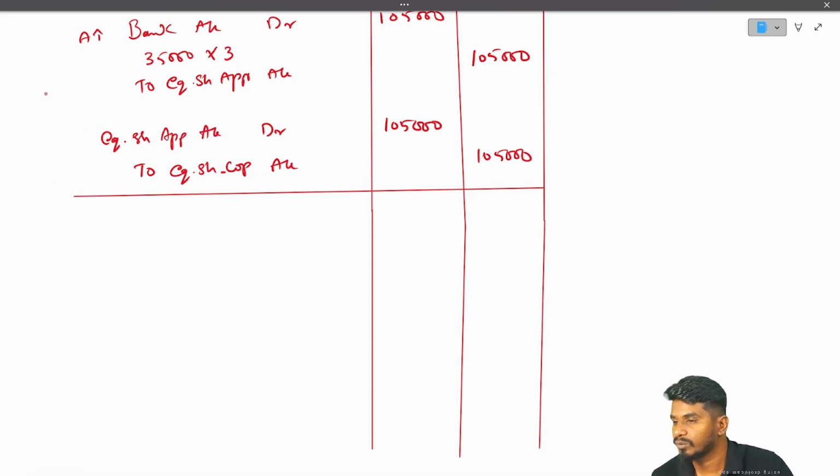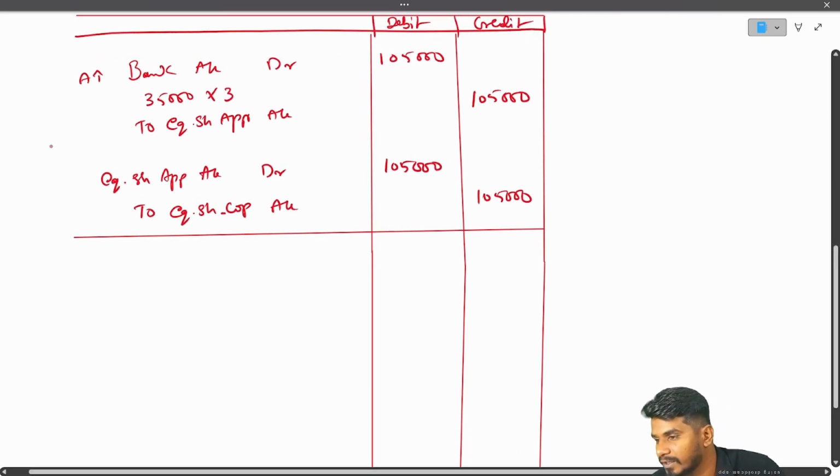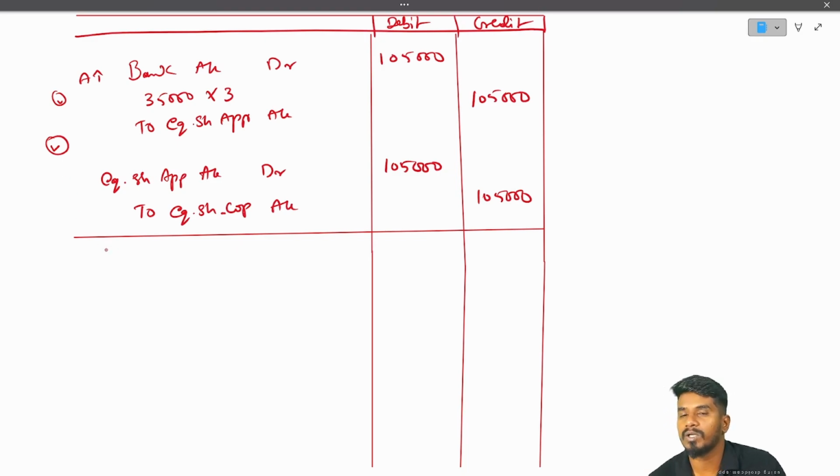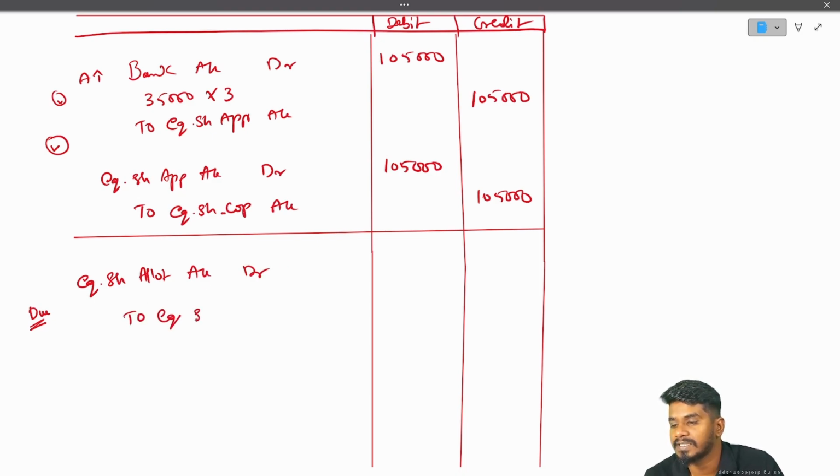Now, here you know the concept. Earlier we didn't know how much we would receive, so the first entry was bank. From now on, we will make the due entry and then we will receive. So what is the due entry? In the previous video, I have already explained everything. Equity share allotment account, debit, to equity share capital account. This entry is just a name change. That's it.